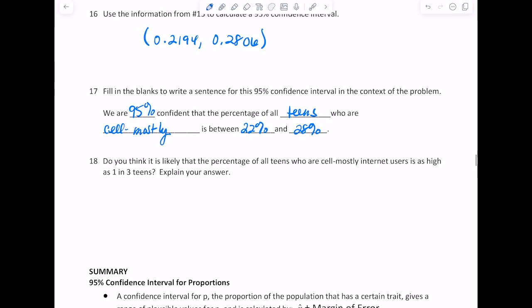Okay. Do you think it's likely that the percentage of all teens who are cell mostly internet users is as high as 1 in 3 teens? Well, 1 in 3 is 33.3 repeating percent, which is not in our interval. So I would say that it is not likely. You could find a z-score and look to see if it would be unusual. But since it doesn't fall in our interval, we would say that it's not very likely.